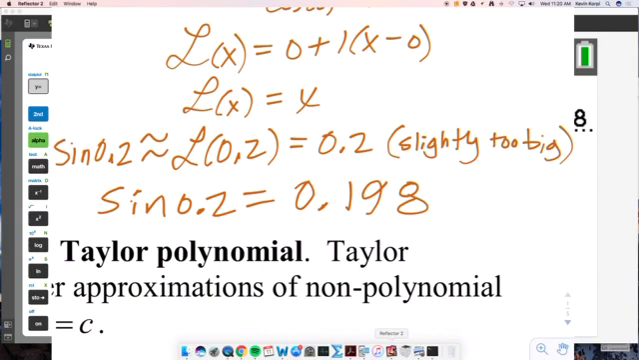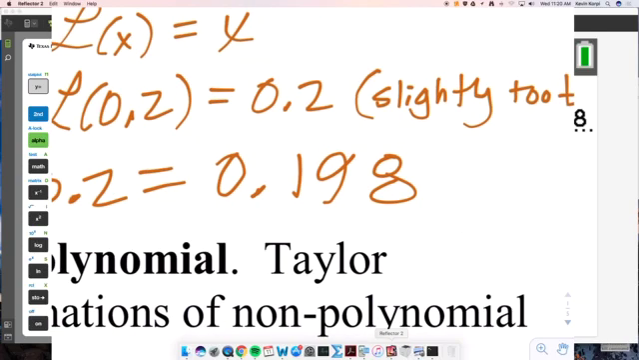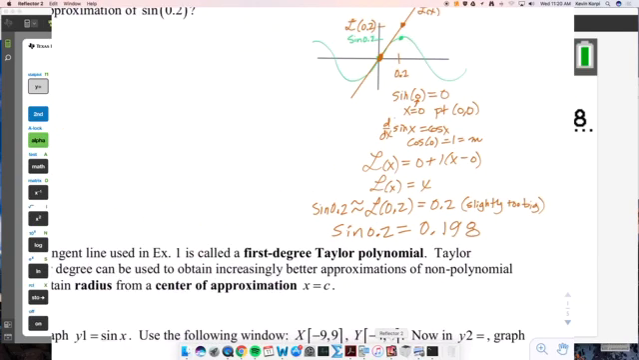So what is sine of 0.2? Rather than saying, I don't know, it's somewhere between 0 and 1, we could say it's a little bit smaller than 0.2. That's pretty good, okay?